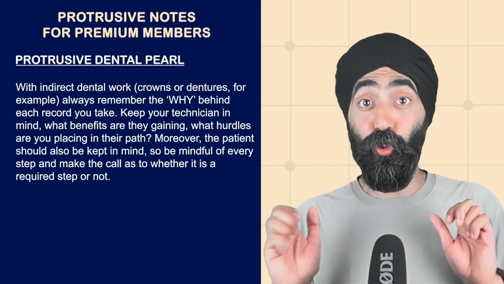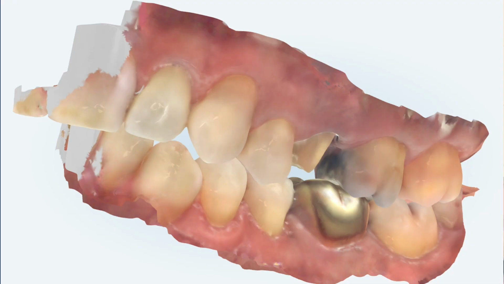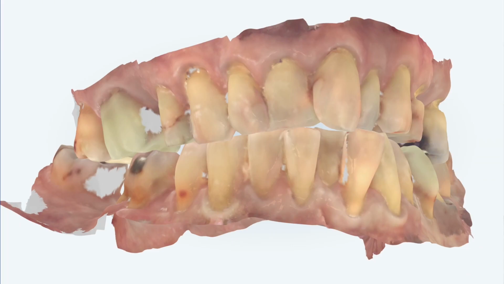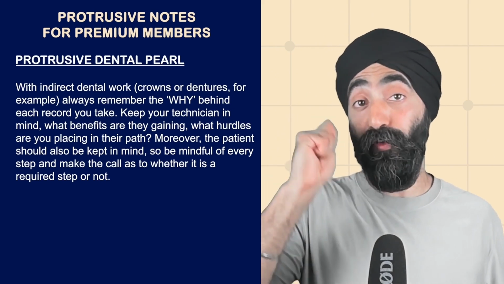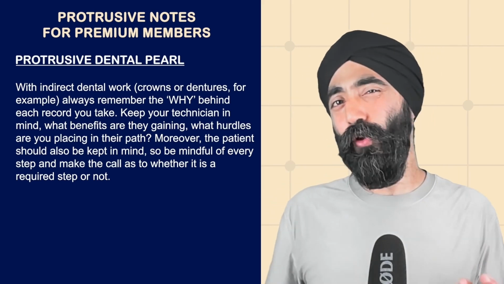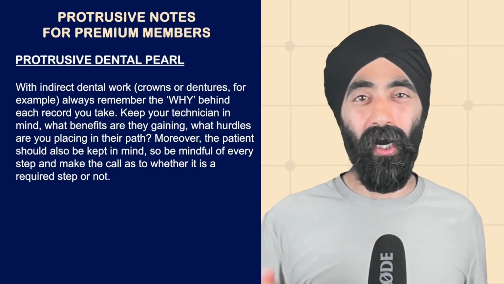Another example is, should you do a half mouth scan or a full mouth scan? Imagine you're doing a single crown. In what kind of scenarios is a half mouth scan acceptable? And what kind of scenarios do you actually need to scan the entire dentition?